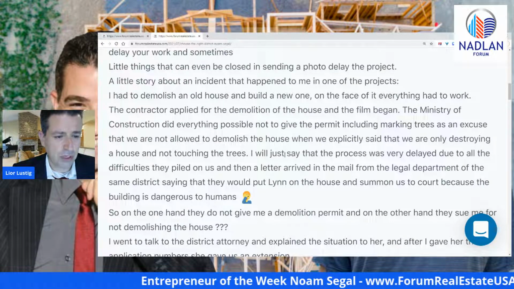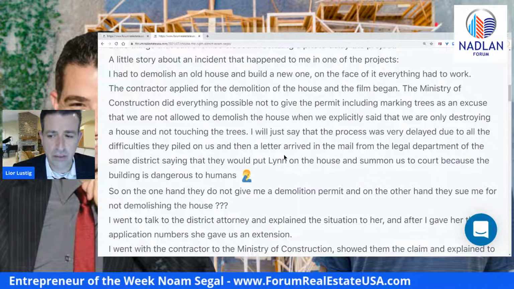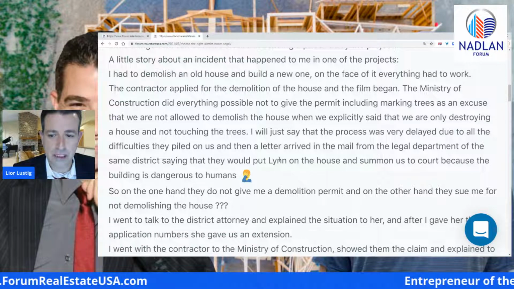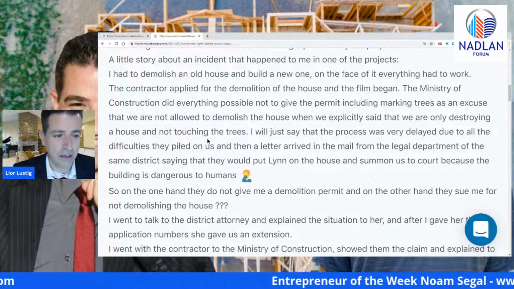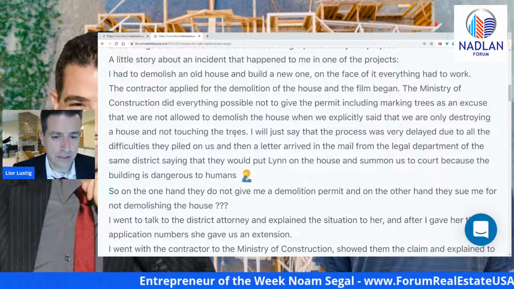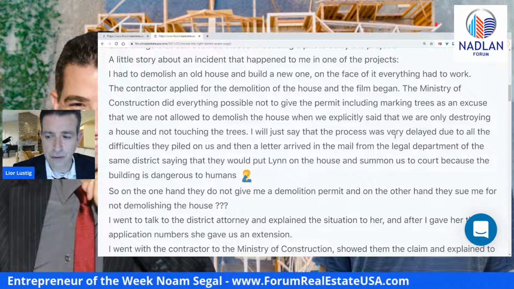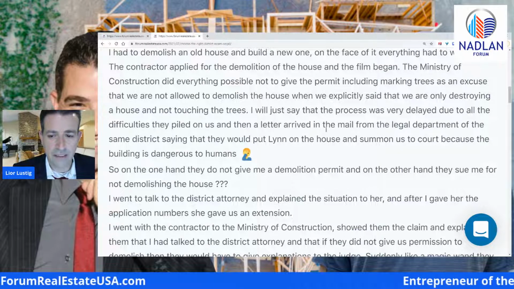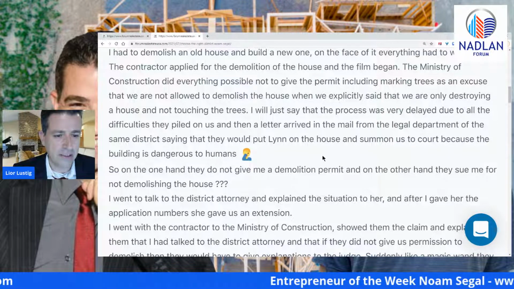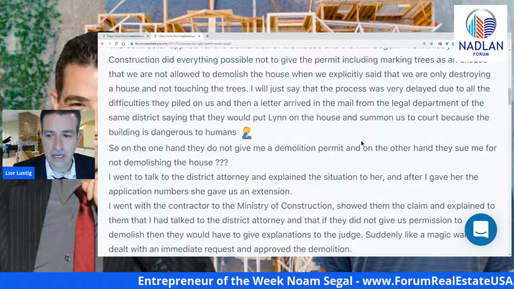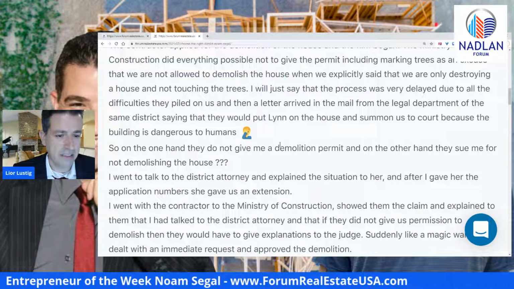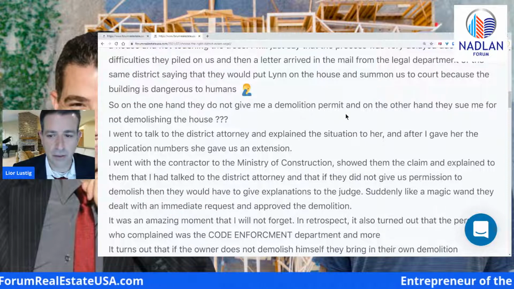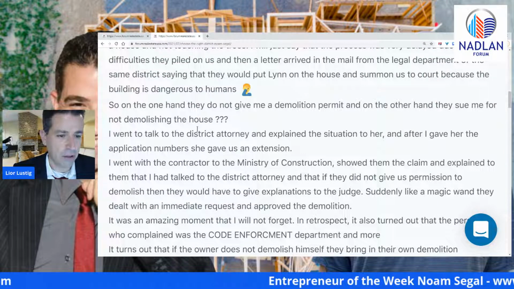The Ministry of Construction did everything possible not to give the permit, including marking trees as an excuse that we were not allowed to demolish the house, when we explicitly said that we are only demolishing a house and not touching the trees. The process was very delayed due to all of the difficulties they piled on us, and then a letter arrived in the mail from the legal department of the same district saying that they would put a lien on the house and summon us to court because the building is dangerous to humans. So on the one hand, they do not give me a demolition permit, and on the other hand, they sue me for not demolishing the house.